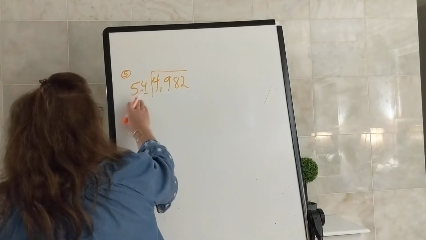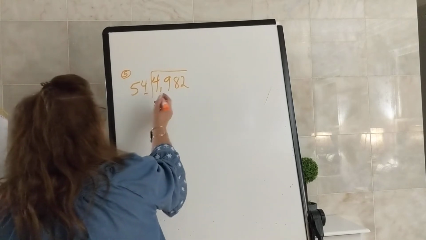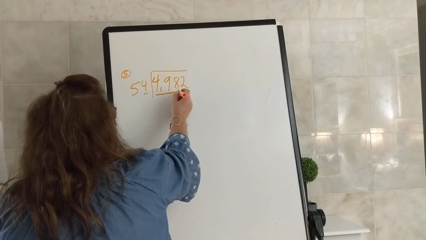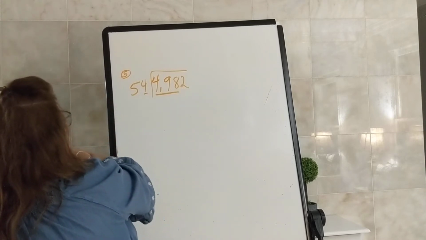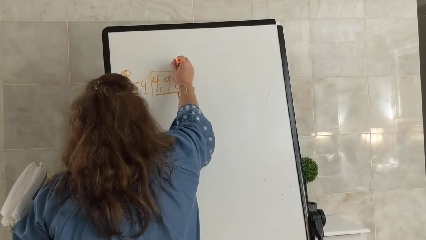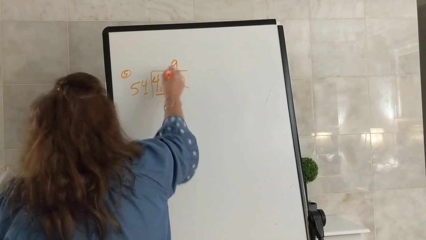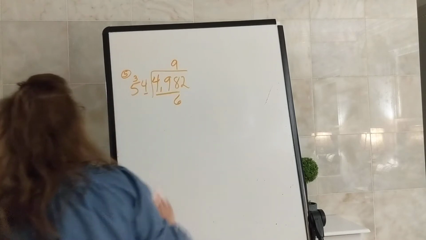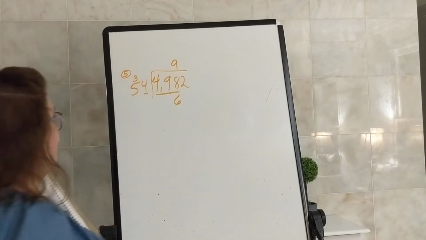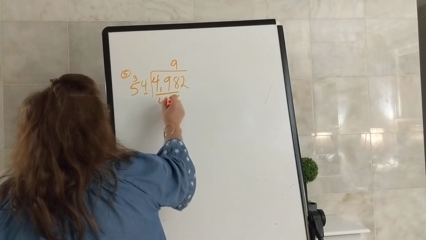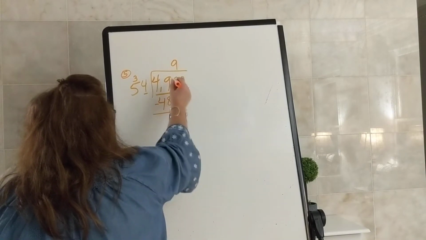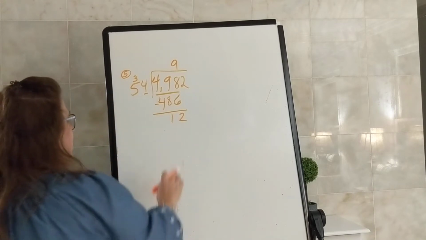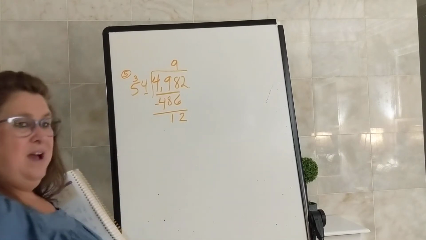Okay, so we're going to go back to our real divisor. Can 54 go into 49? No. Can it go into 498? Yes. So we will put our 9 above the 8 and we will multiply. 9 times 4 is 36. Put 6 down, carry the 3. 9 times 5 is 45. Plus 3 is 48. And we are ready to subtract. 8 minus 6 is 2. 9 minus 8 is 1. We compare. Is 12 smaller than our divisor?